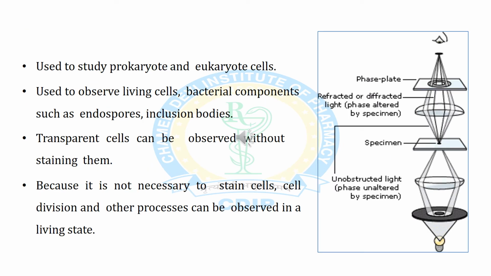What is the use of phase contrast microscope? This is used to study prokaryotic and eukaryotic cells, used to observe living cells and bacterial components such as endospores and inclusion bodies. Transparent cells can be observed without staining them because it is not necessary to stain cells. Cell division and other processes can be observed in a living state.